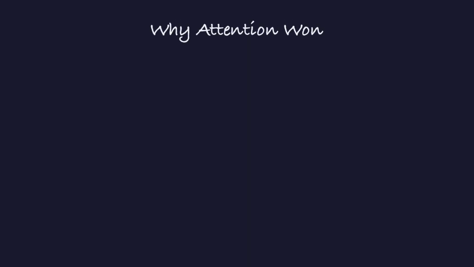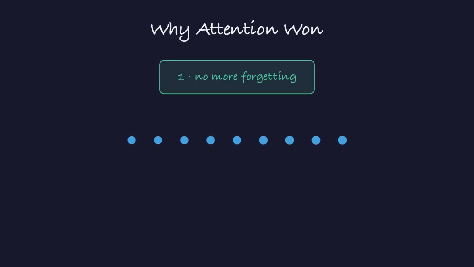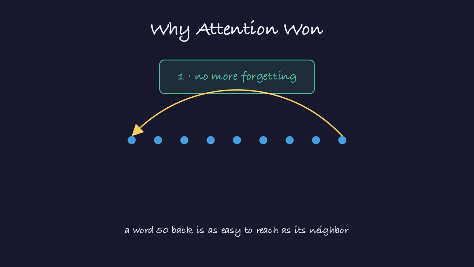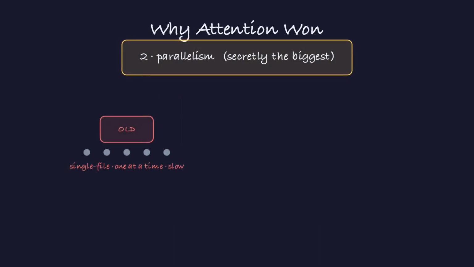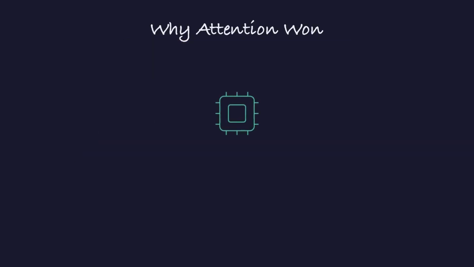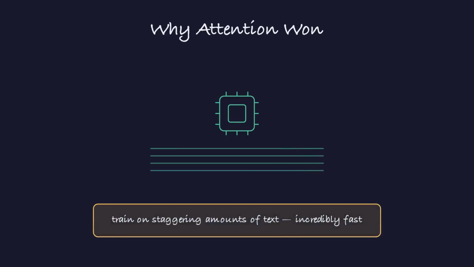So why did this one idea take over everything? Two reasons. One, no more forgetting. Because every word connects to every other word directly, distance stops mattering. A word 50 back is as easy to reach as its neighbor. Two, and this one's secretly the biggest, parallelism. The old way was single file, one word then the next, then the next. Slow. Attention processes the whole sentence at once. And all at once is exactly what a GPU is built for. That meant you could train on staggering amounts of text, incredibly fast.